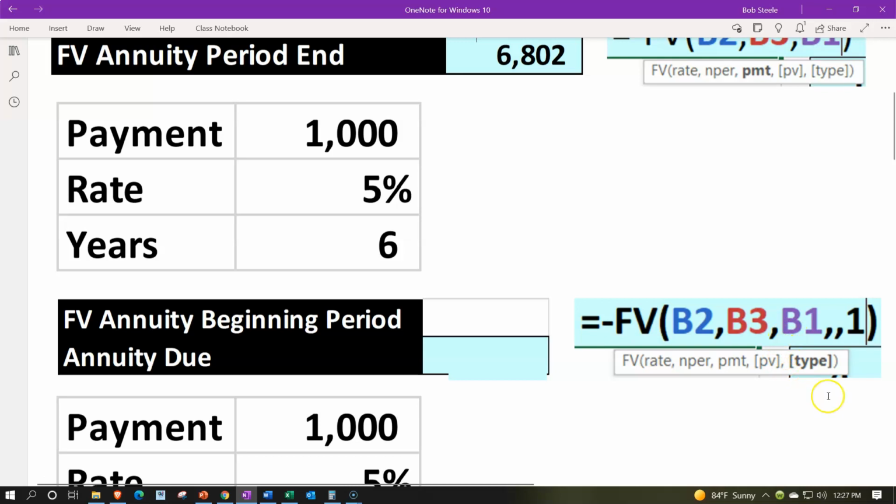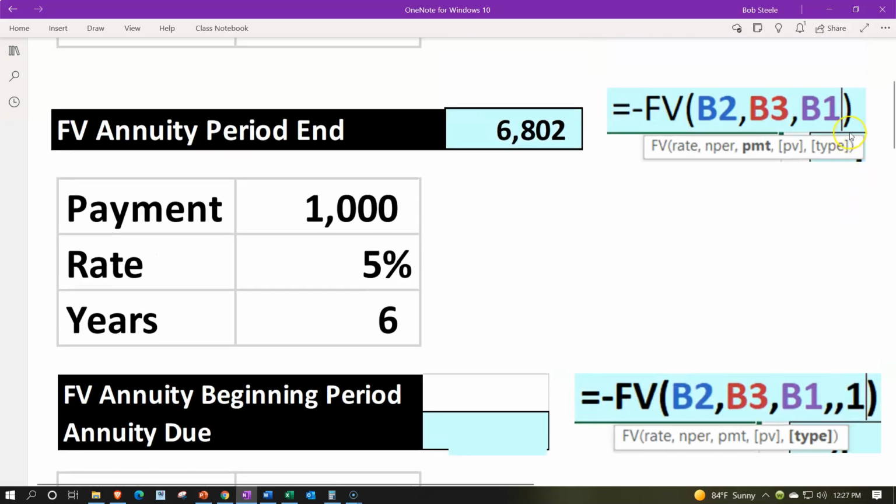Now, when you plug this into Excel, once you get to the type field, it'll have a little bit of a description that'll say, if you put a 0 there, then it assumes the payments happen at the end of the period. And if you put a 1 there, it assumes that the payments happen at the beginning of the period.